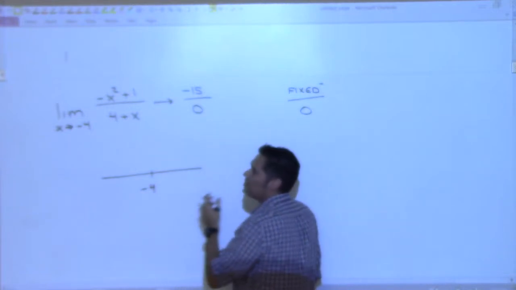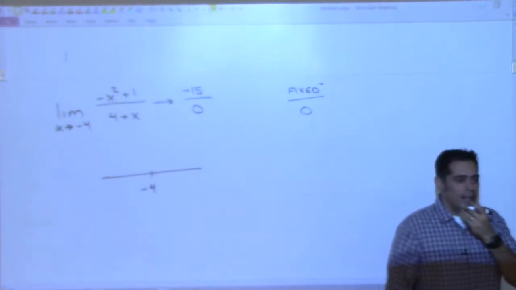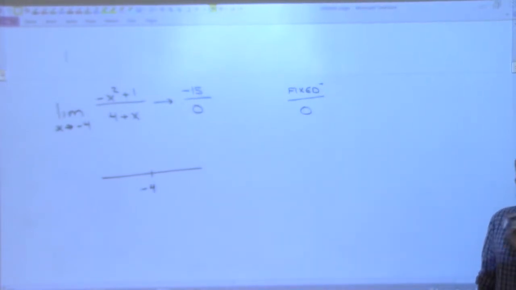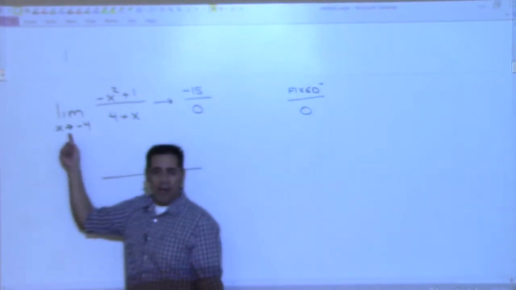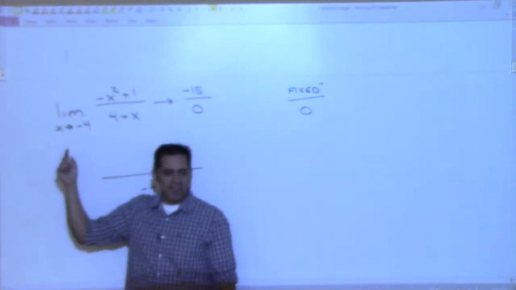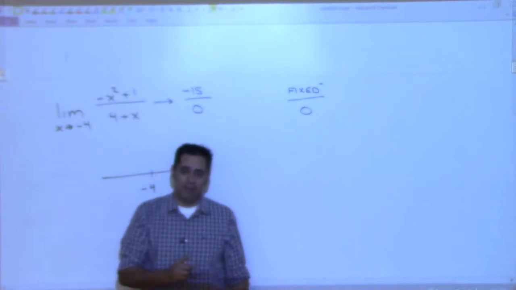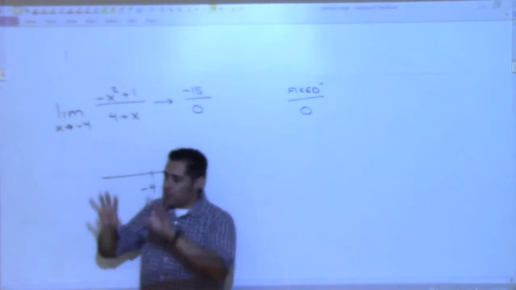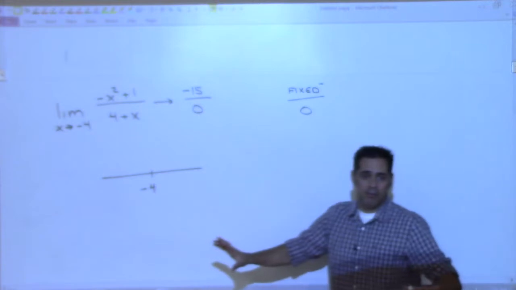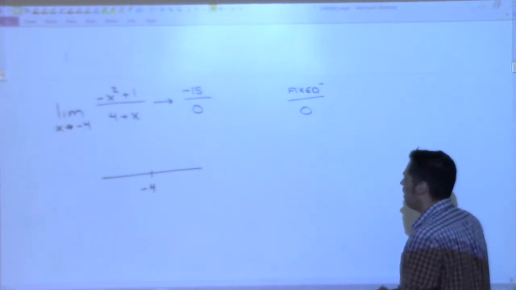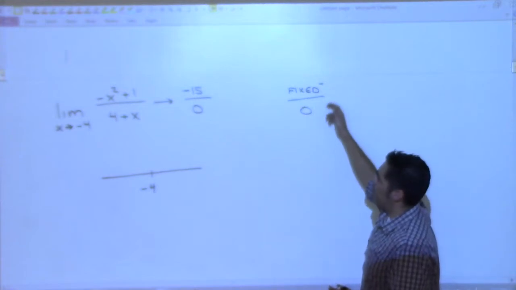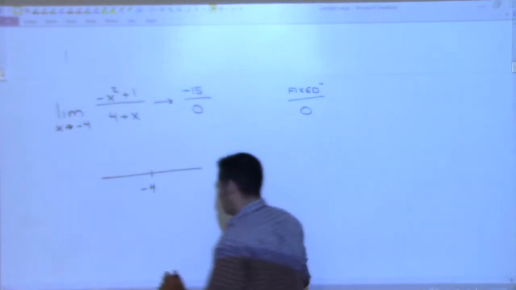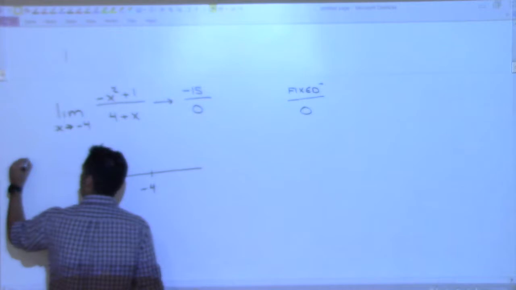Both, right? See, I didn't say. And since I didn't say, you have to check both ways. Because the only way that this limit exists is if it's the same from both sides, right? So we have to do 2 separate checks right now. Let me do this a little different. We know that this is true, right? So what we're going to do first is from the left.